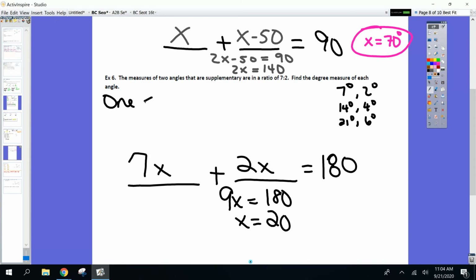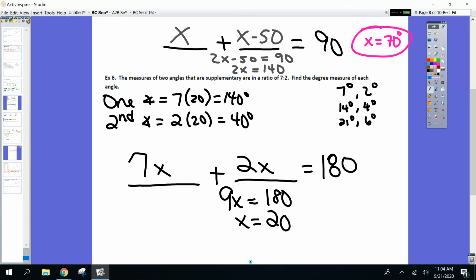One angle will be what? 7 times 20, which will be 140 degrees. And your second angle, what do I multiply 20 by now? 2. 2 times 20, 40 degrees. And I better do a quick check. They better add to what? 180. Yep. And they do.